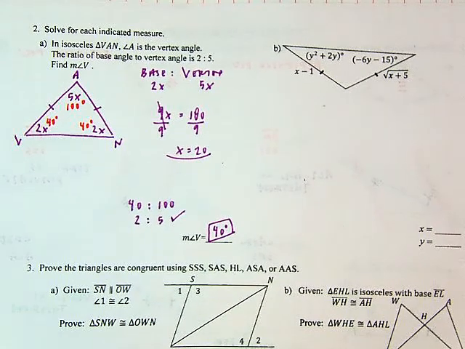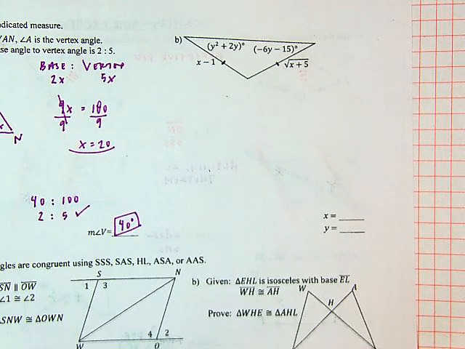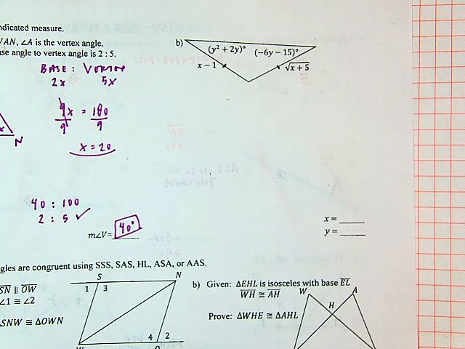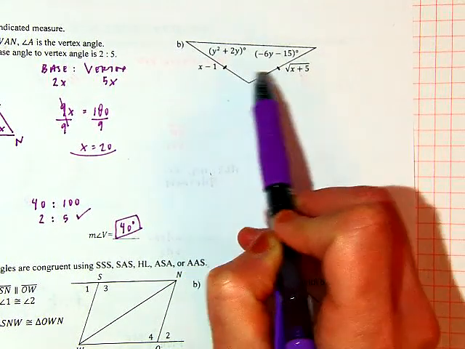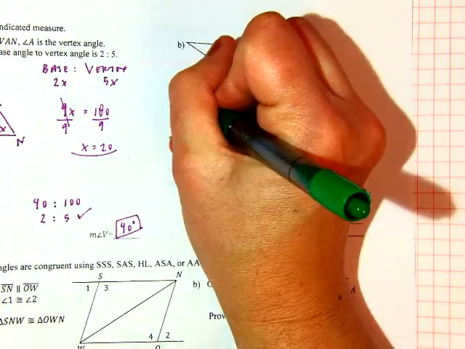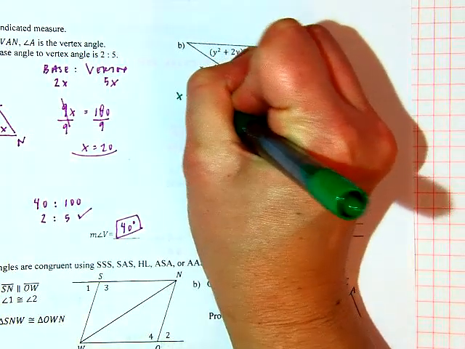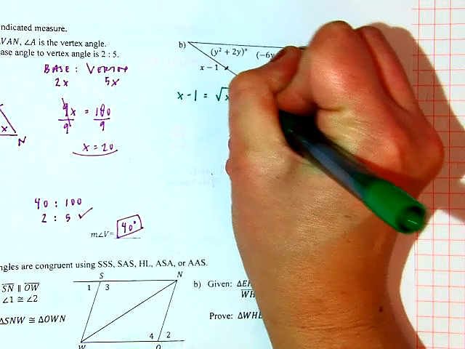All right, next up. Here I'm solving for x and I'm solving for y. Right now I see my tick marks here and here, so I know that my two sides are congruent. Let me build an equation. I know that x minus 1 equals the square root of x plus 5.